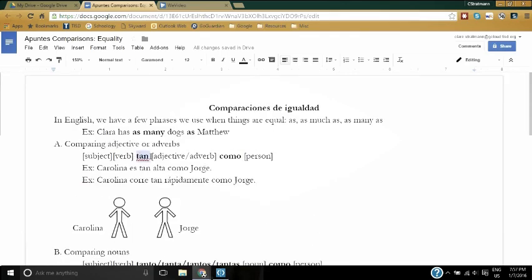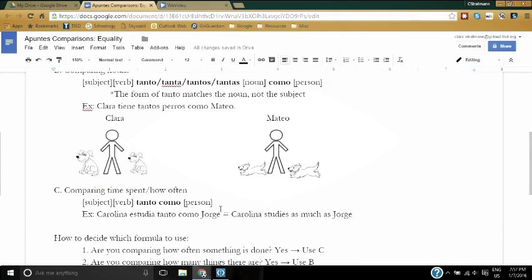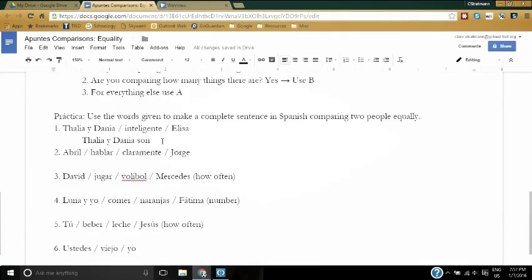Okay, now we need the word tan before we have the adjective. So let's go back. Tan. Okay, our adjective is inteligente. Do we need to change that to match Talia y Danya? Yeah, we definitely need to change that because inteligente is used when you're talking about one person, but we got two people right here. So let's add an S to make that match.